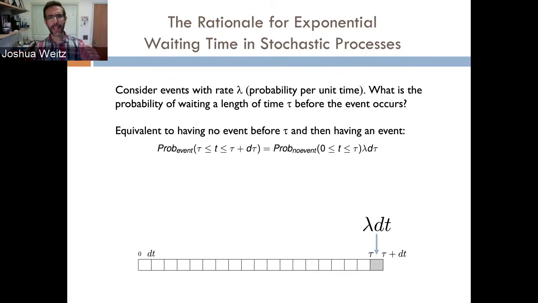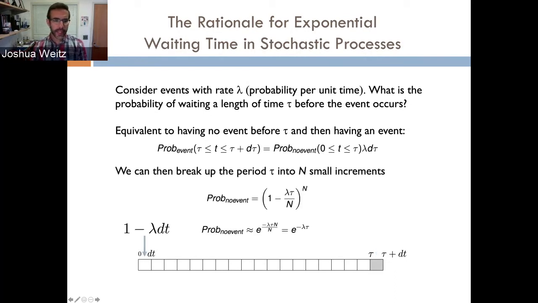What is the probability of waiting a length of time tau before the event occurs? For us to wait to time tau means nothing should have happened before time tau. So the probability that the event happens in the small interval tau to tau plus d tau is equal to the probability that nothing happened until time tau times the probability, which is lambda per unit time, times that small interval of time d tau. So here I wrote this as dt, and this really should also be dt. So lambda times a small increment of time is the probability the event happened here, and we need to also figure out what's the probability it didn't happen before.